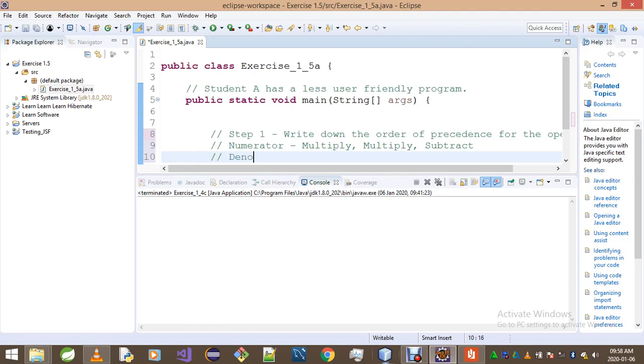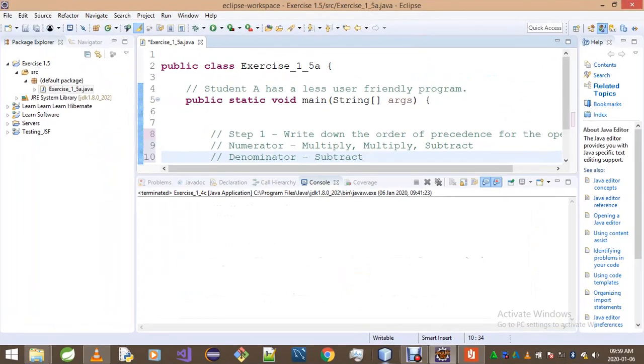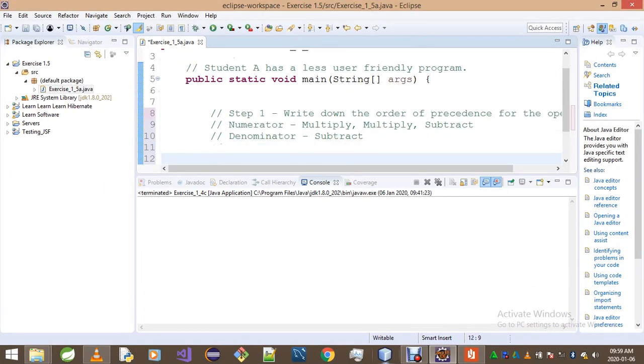Now on the denominator, let's look at the question itself. Okay, finally on the denominator we're only gonna do one thing, which is to subtract. That's step number one.